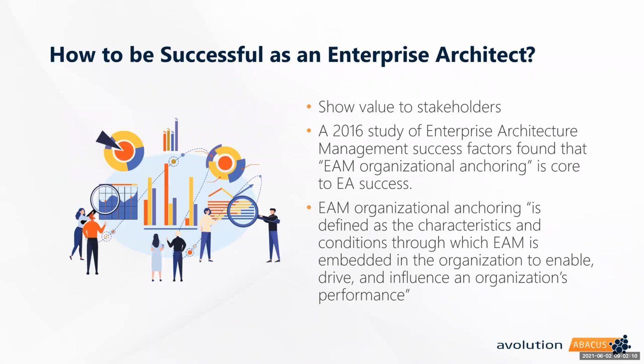Now, being successful as an enterprise architect is tied very closely to your ability to show value to stakeholders. The value that we show to stakeholders isn't just about saying, here, this is what enterprise architecture can show, but it's also about having that information leveraged by the organization. A 2016 study of enterprise architecture management success factors found that EAM organizational anchoring is core to EA success. And EAM organizational anchoring is defined as the characteristics and conditions through which EAM is embedded in the organization to enable, drive, and influence an organization's performance. So we're talking about showing value in terms of having the insights of enterprise architecture exposed and leveraged by the rest of the enterprise.